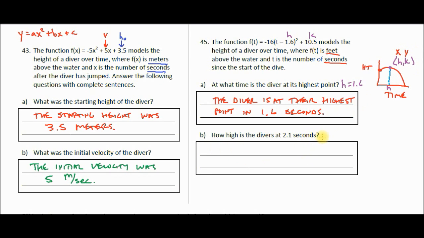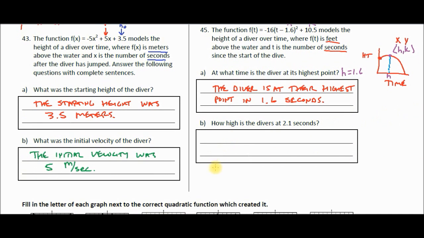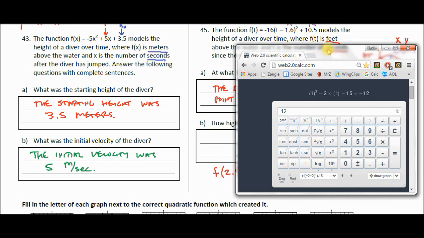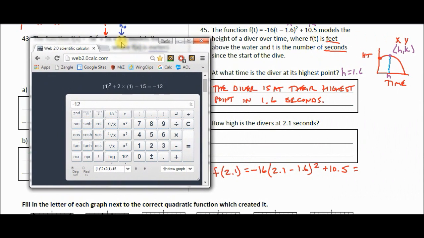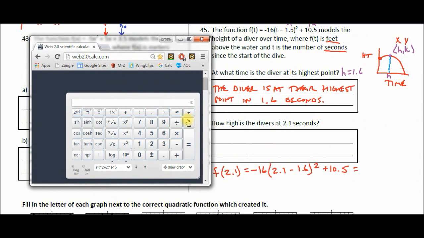Okay, now how high is the diver in 2.1 seconds? We've got to do a little bit of math here. All they're asking for is f of 2.1. So let's write our equation: negative 16 times (2.1 minus 1.6) squared plus 10.5 equals. Let's go ahead and bring up our calculator and plug that in.